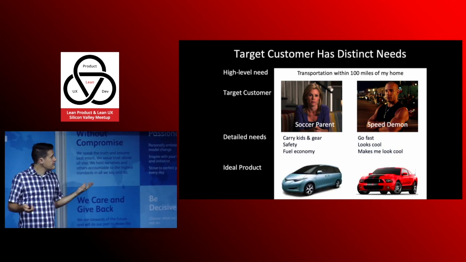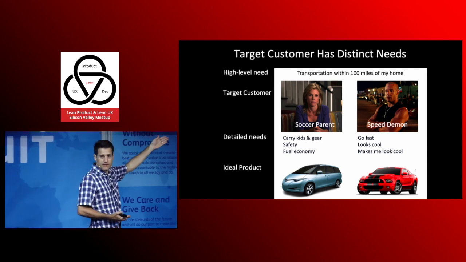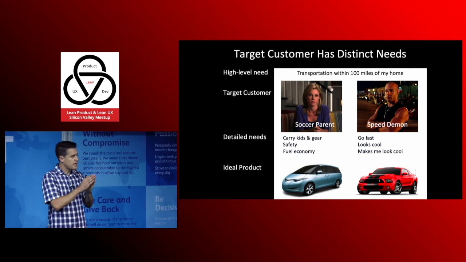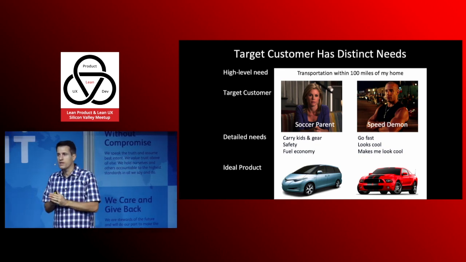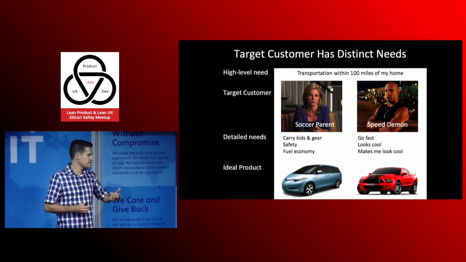And so you end up with very different products as a result. They both meet the high-level need, right? They both give you the transportation, the basic need, but each does so in a way that's been optimized for their target market. And I like to bring up cars because just think about all the different shapes and sizes of cars you see out there.